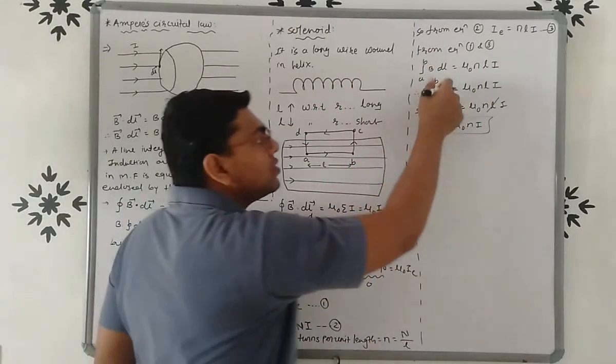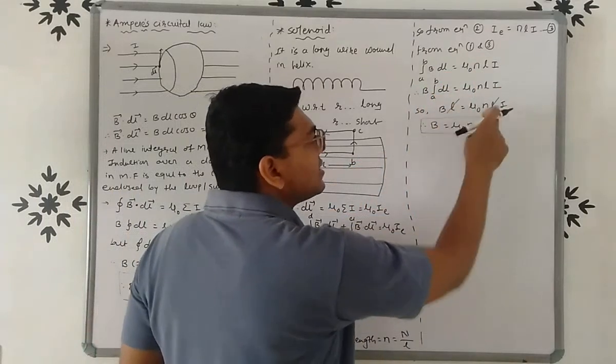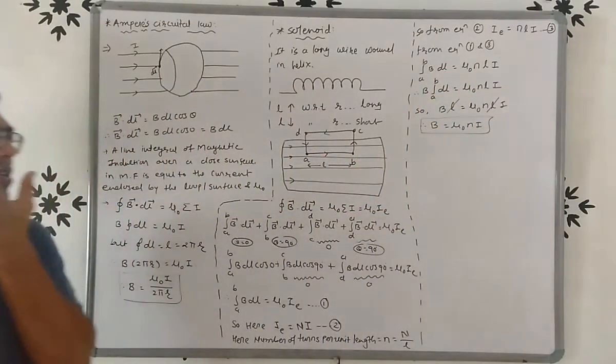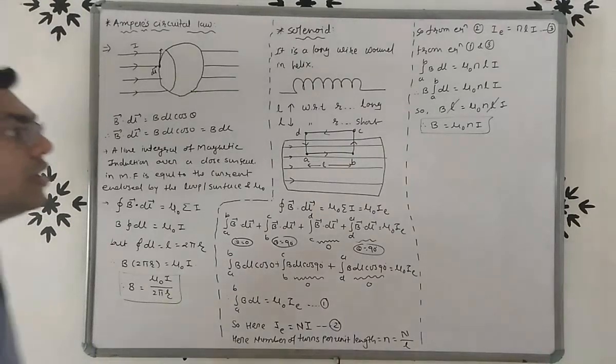So B is common. So integration of dl from A to B, that is L. So L cancels. So B is equals to mu 0 small n I. Right. So this is the formula of magnetic field for solenoid.